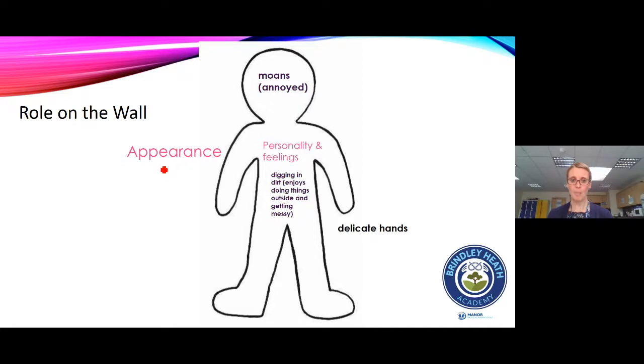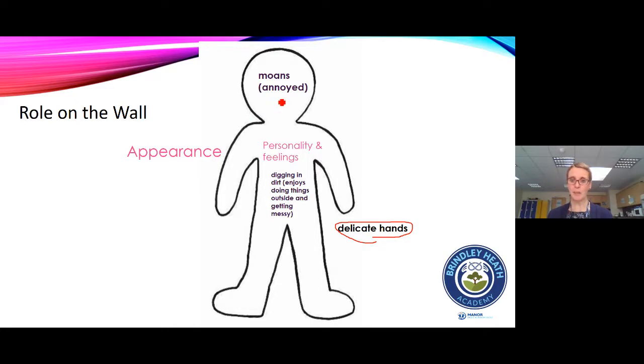In terms of her appearance, I've written down here, look, delicate hands. So we've already talked about she's got delicate hands. You might have added things like wings, and looking at the pictures, you might be able to pick up some other things about her from the pictures.